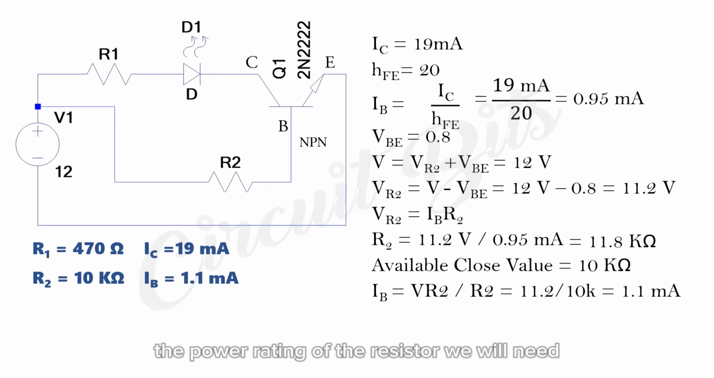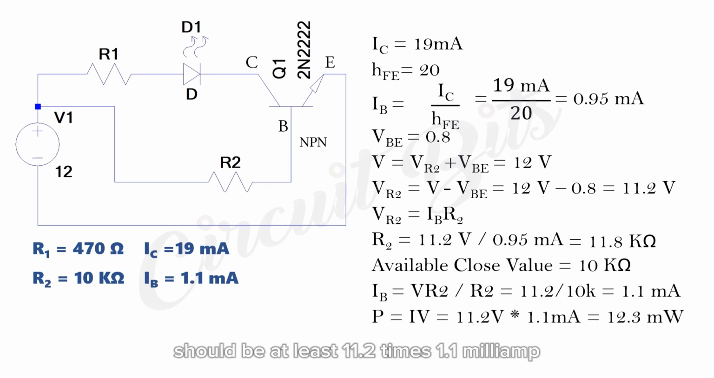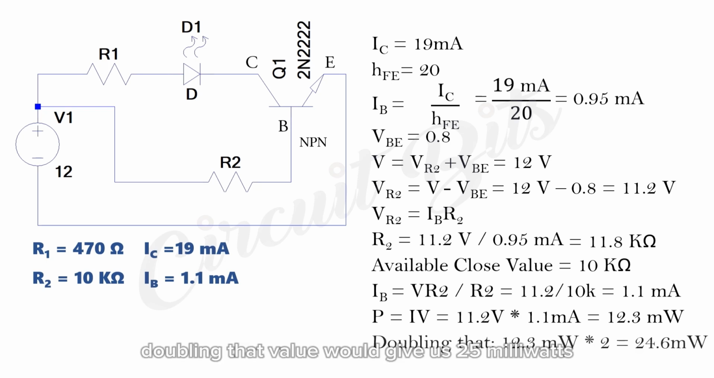The power rating of the resistor we will need should be at least 11.2 times 1.1 milliamps, which gives us 12.3 milliwatts. Doubling that value would give us approximately 25 milliwatts. So we can use the 250 milliwatt type resistor, and we will be fine.